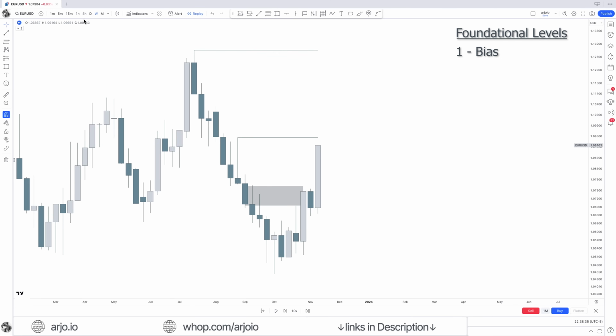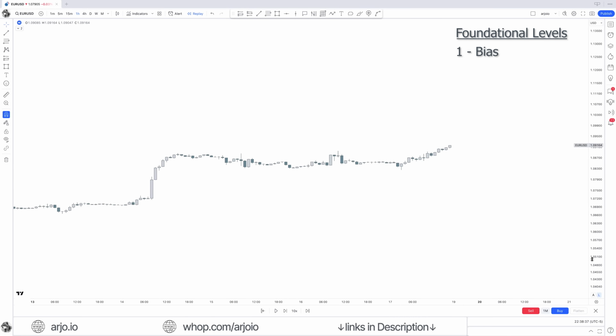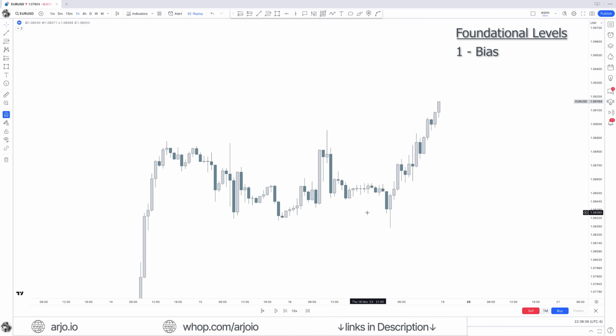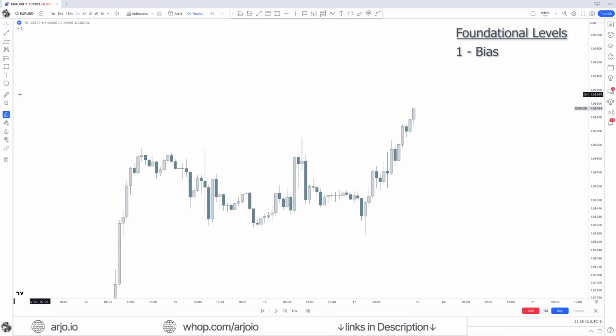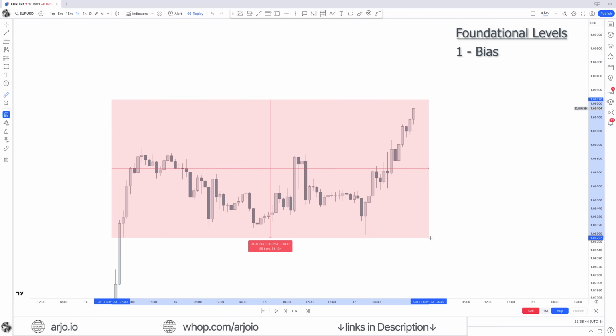If we go into the 1 hour time frame, for example, then right here, we are having a lot of candles. So here we need to take into account, let's say about, what is that?